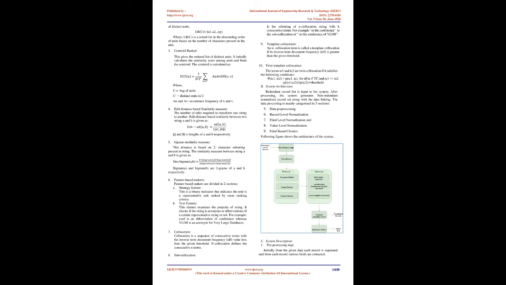3. Centroid ranker. This gives the ordered list of distinct units. It initially calculates the similarity score among units and finds the centroid. The centroid is calculated as shown, where U equals bag of units, U equals distinct units in U, and O(u) and O(v) are the occurrence frequency of u and v.